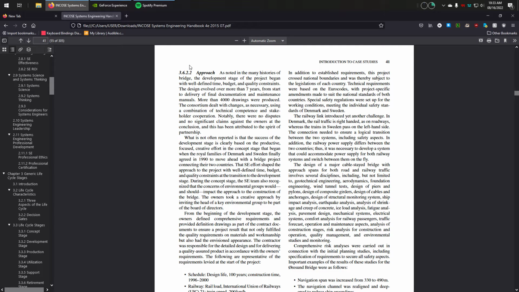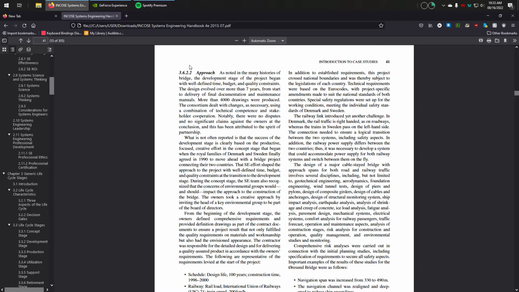3.6.2.2. As noted in many histories of bridge, the development stage of the project began with well-defined time, budget, and quality constraints. The design evolved over more than 7 years from start to delivery of final documentation and maintenance manuals. More than 4,000 drawings were produced. The consortium dealt with changes as necessary using a combination of technical competence and stakeholder cooperation. Notably, there were no disputes and no significant claims against the owners at the conclusion, and this has been attributed to the spirit of partnership.